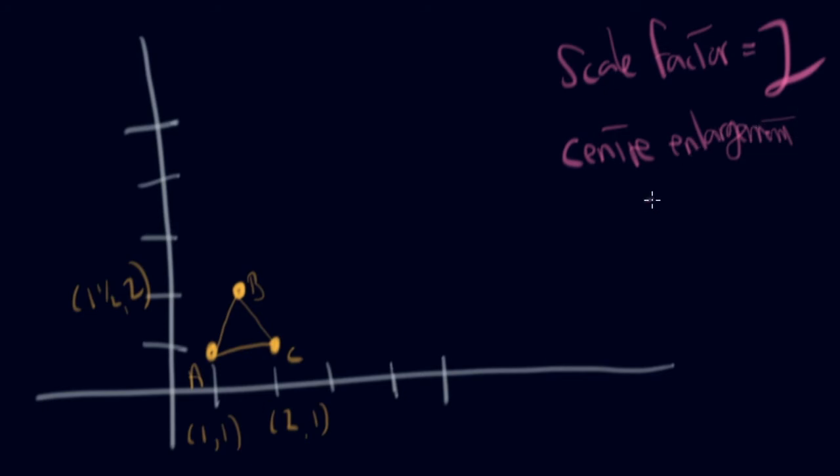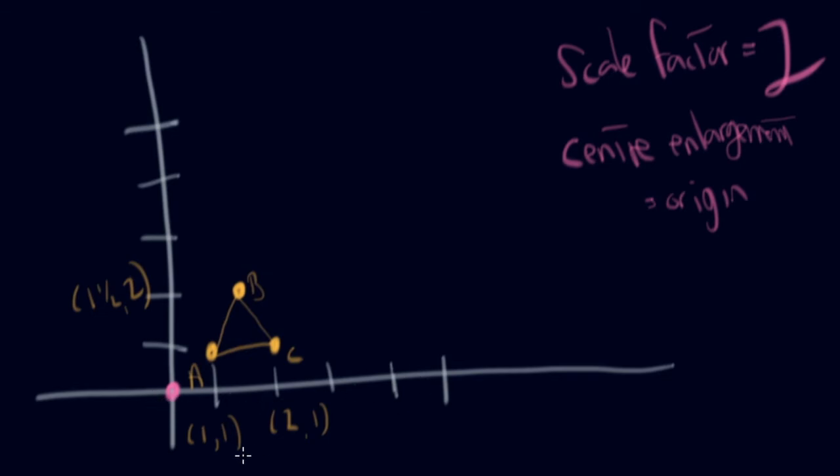Is going to be the origin. Okay, so the center of enlargement is going to be right here. And we're going to make this all just bigger by 2. So if we're going to do everything by 2, where would the new A be?